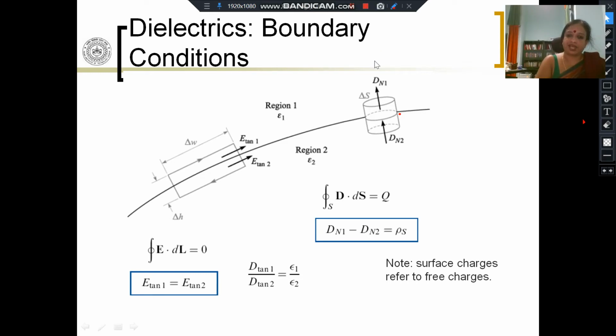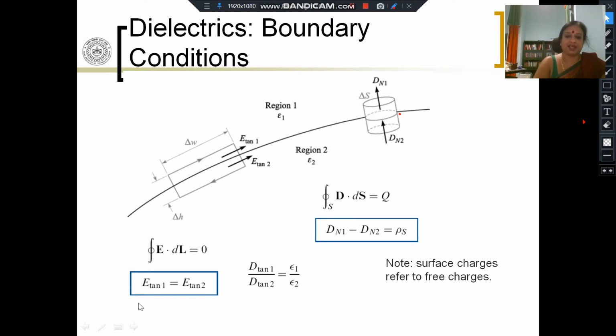So we now know that dielectric materials are polarized. We also know what kind of electric stresses you can expect in a dielectric medium. Now let us look at what are the boundary conditions that you would have at interfaces of dielectrics. Let us say we have two dielectric materials. Region 1 has a permittivity epsilon 1 and region 2 has a permittivity epsilon 2.